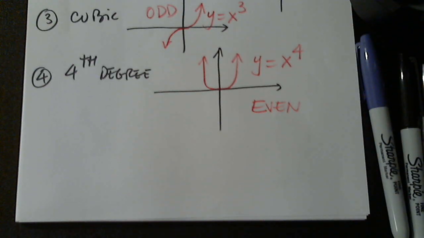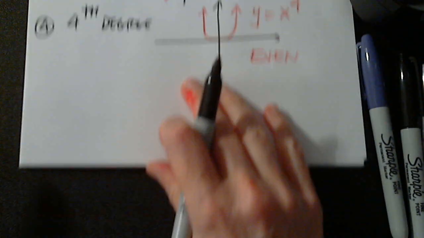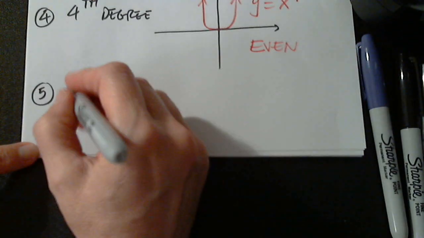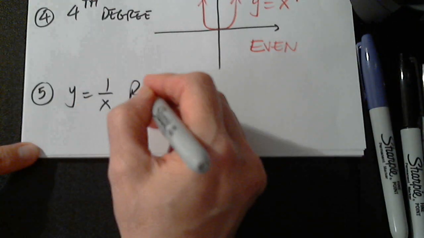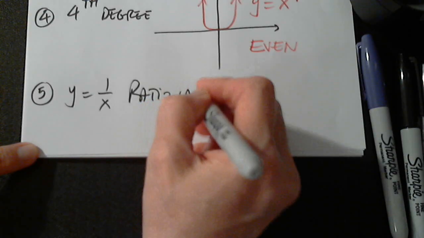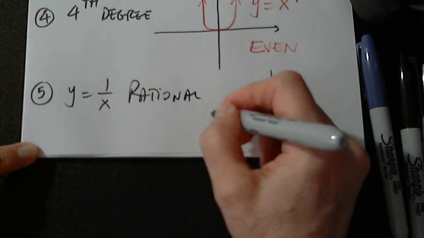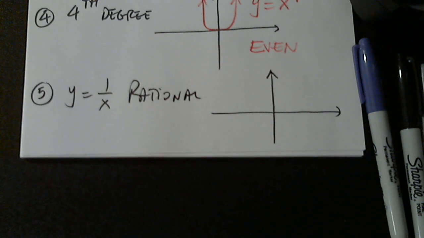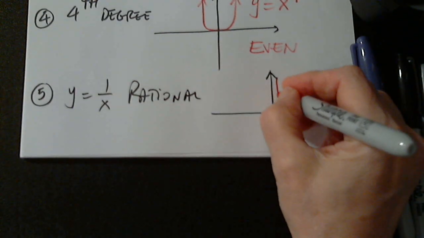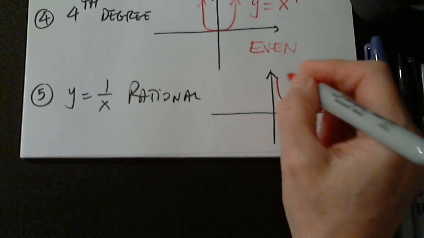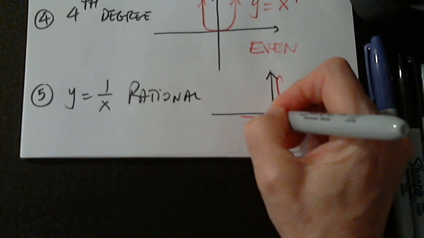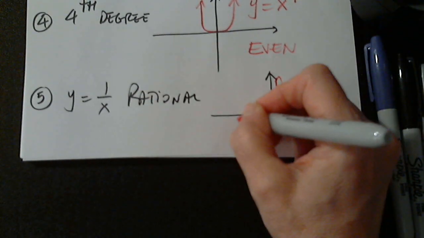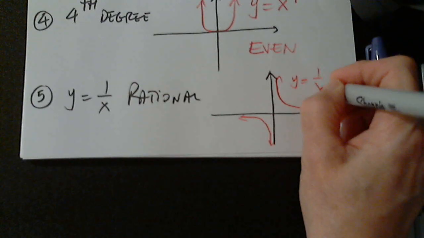Okay. Continuing with the list. Number 5. y equals 1 over x, which is rational. Very important function. And here's the graph. You're going to see this function in calculus a lot. So this is y equals 1 over x.